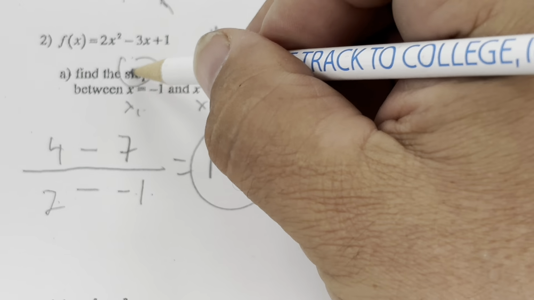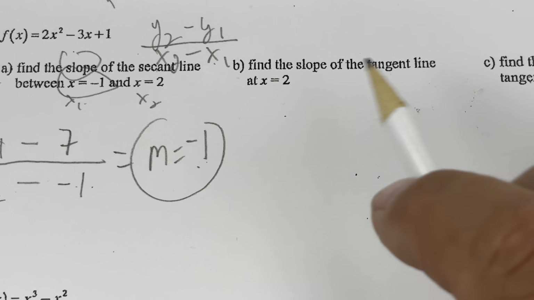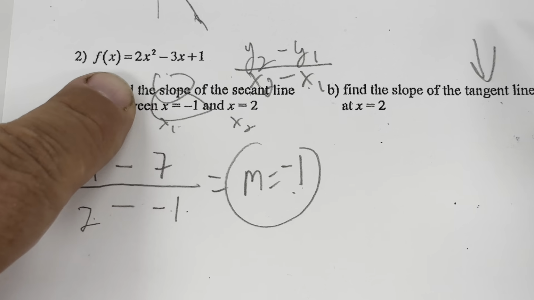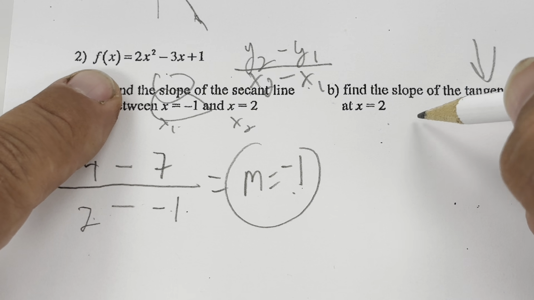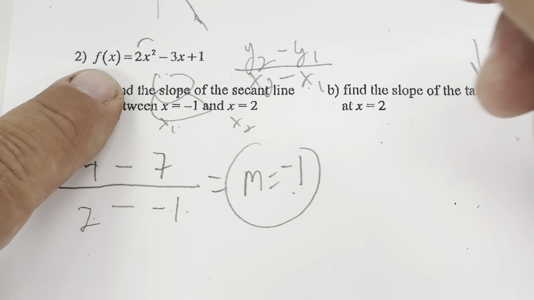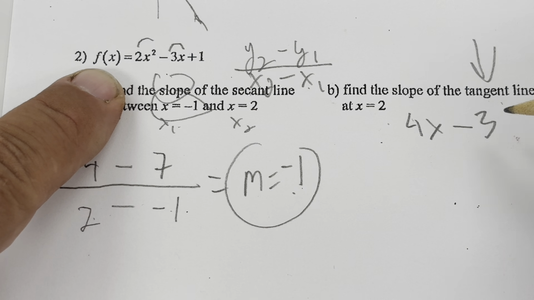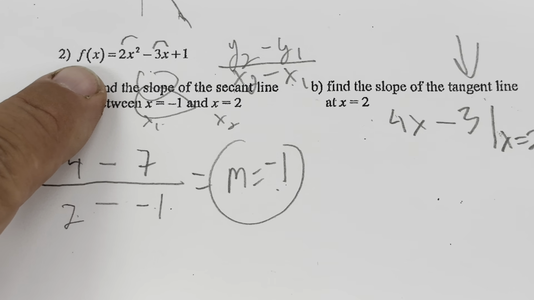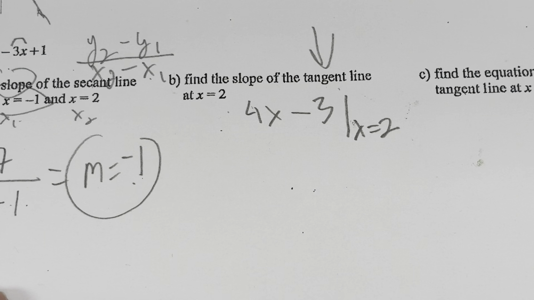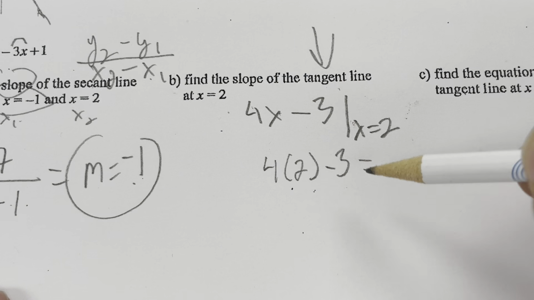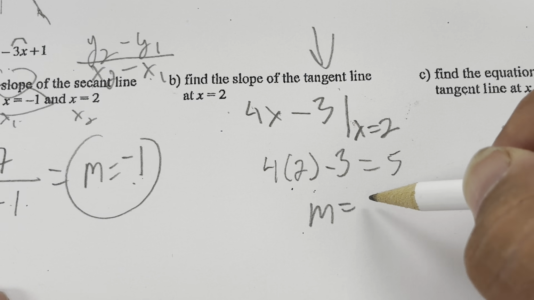That -1 has nothing to do with that x value, -1. All right, find the slope of the tangent line at x equals 2. So for the slope of a tangent line, we want to take the derivative of the original function. So that derivative is going to be the power rule, 2 times 2, that's 4x, minus 3. And we're going to evaluate that at x equals 2, and that'll give us the slope at x equals 2. So we throw in the 2. That would be 4 times 2 minus 3. That would be 8 minus 3 is 5. So the slope at 2 equals 5.